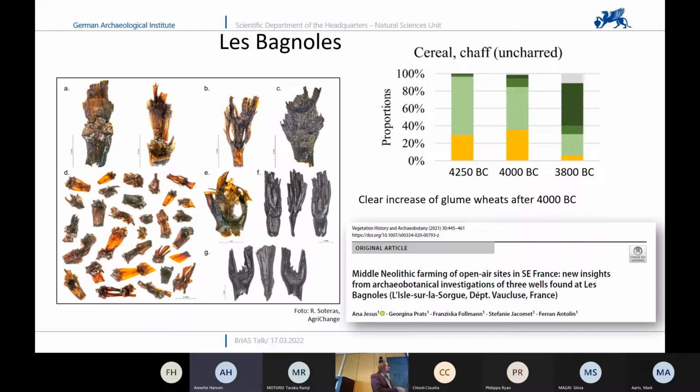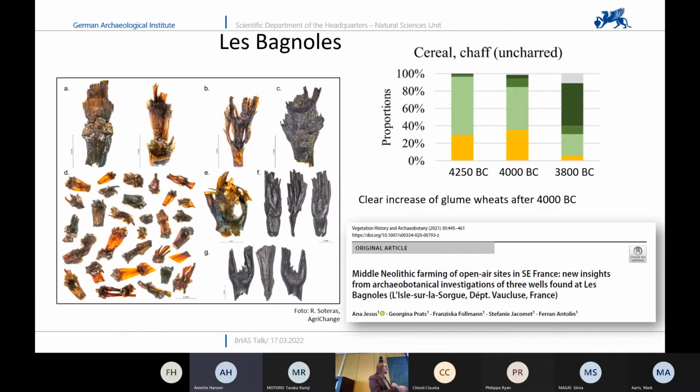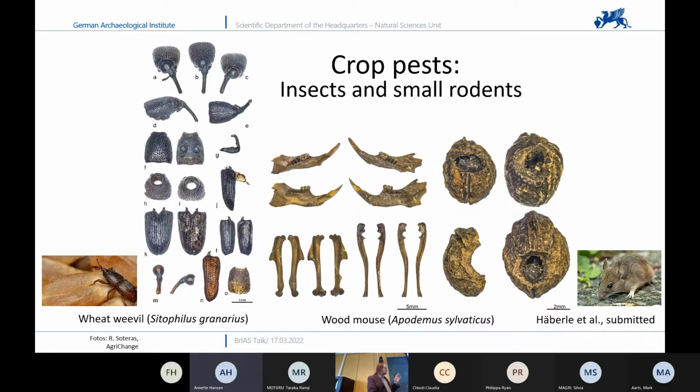And these are the plant remains that we found in this well, so extraordinarily well preserved and indicating a very clear pattern. These are the three wells that are actually dated to slightly different time periods. And with time, we see the increase of glume wheats. So that was very clear at the site. And we also could detect, as I showed before, several crop pests. We had very large amounts of Sitophilus granarius in this well dated around 4000 BC, but then it almost disappears or it decreases significantly in the last well.